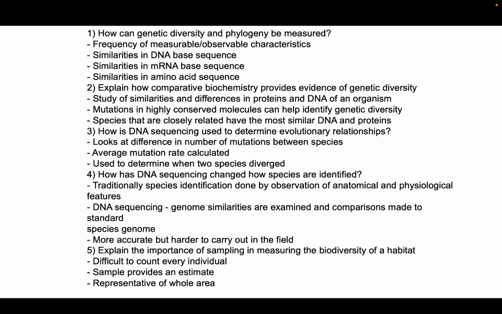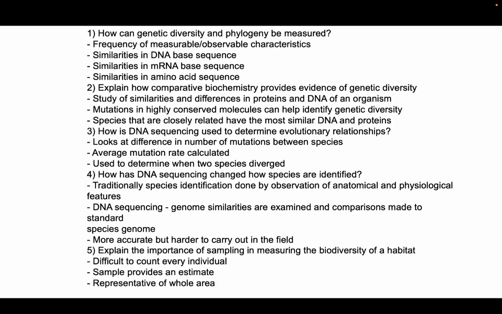Okay, next. You can measure genetic diversity and phylogeny by looking at the frequency of measurable or observable characteristics, such as the similarities in DNA base sequence, mRNA base sequence, and similarities in amino acid sequence. Next, explain how comparative biochemistry provides evidence of genetic diversity. If you take a study of similarities and differences in proteins and DNA of an organism, mutations in these molecules can help identify genetic diversity, and species that are closely related have the most similar DNA and proteins.